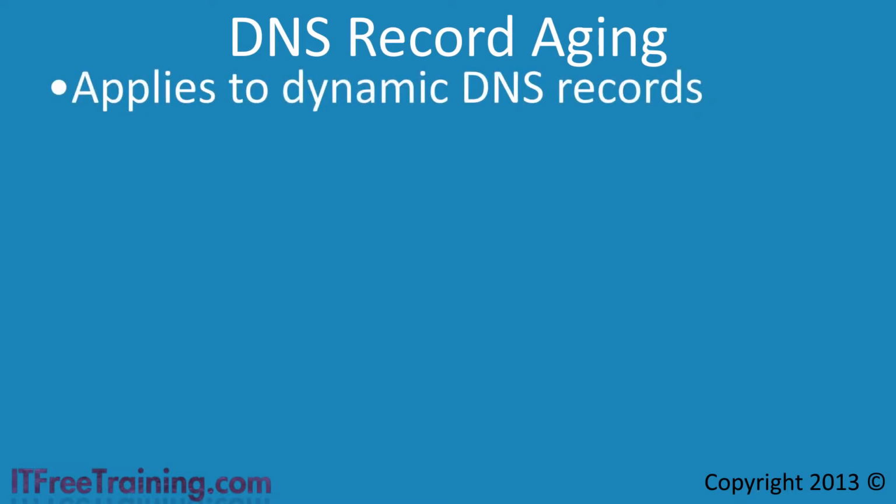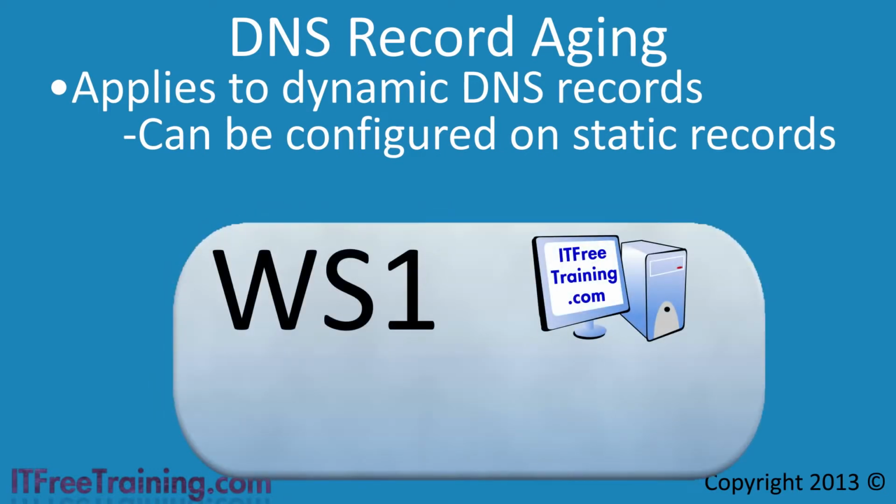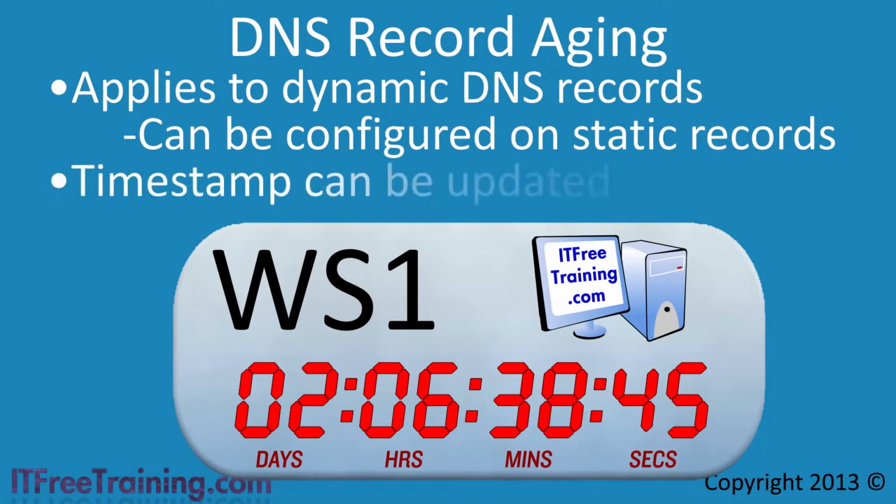The next point that I want to look at is DNS Record Aging. This applies to dynamic DNS records, that is, DNS records that have been registered by the client on the DNS server. It can also be configured on static DNS records, but is not by default. What essentially happens is that when a DNS record is created in DNS, a timestamp is added to the DNS record. This timestamp records the date and time the DNS record was created. As we will see later on in this video, this timestamp is used with scavenging to remove DNS records from DNS. The timestamp on a DNS record can be updated.